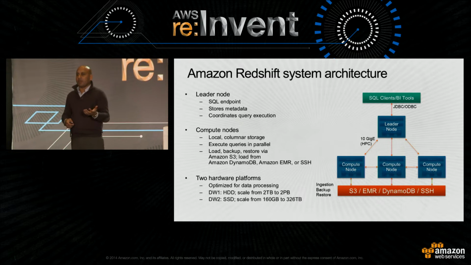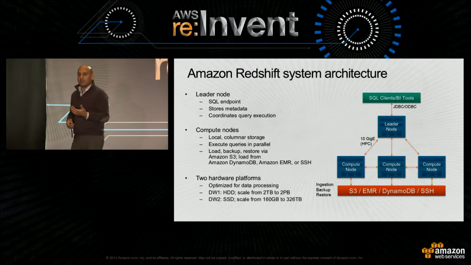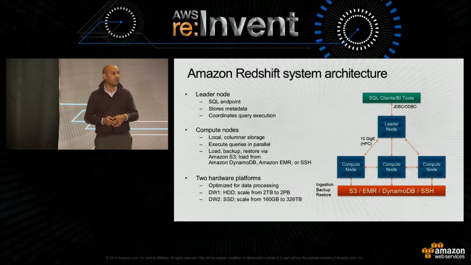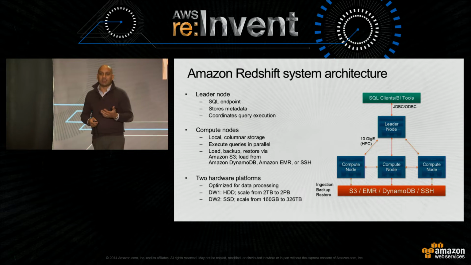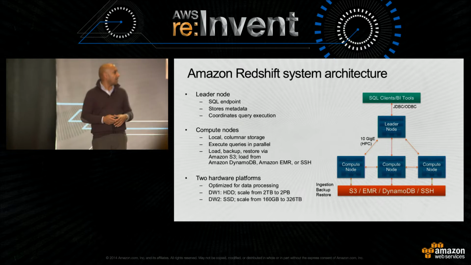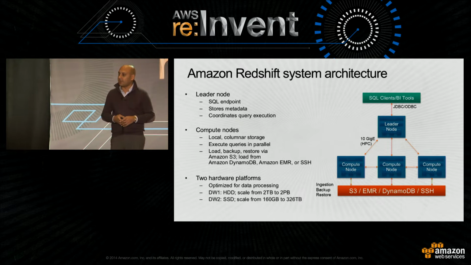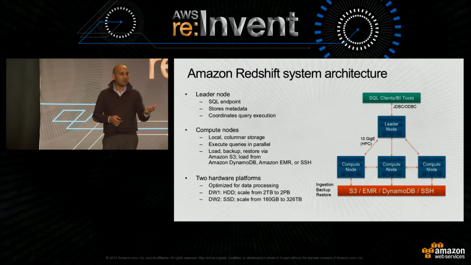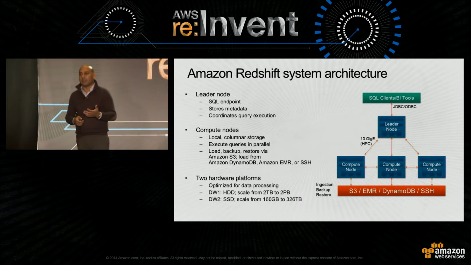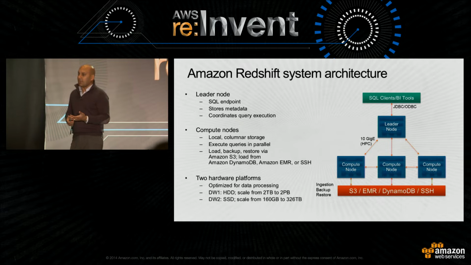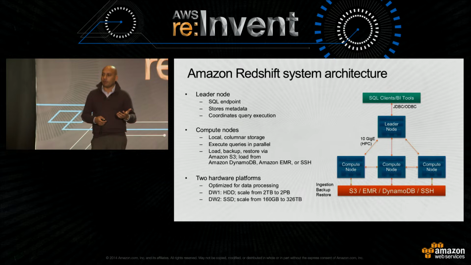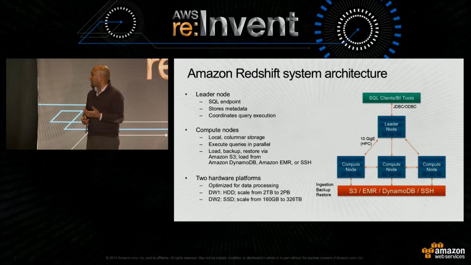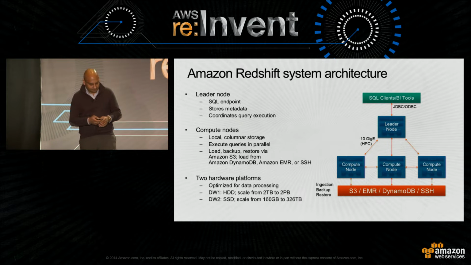And as you all know, we have two hardware platforms. There's the DW1, which is our hard disk drive platform. And we've got the DW2, which are the SSDs. And we made a recent expansion in maximum cluster size. So you can now have 128 compute nodes in a cluster, and that takes you up to 2 petabytes of compressed data in a single cluster on the DW1 platform and 326 terabytes on the SSDs.